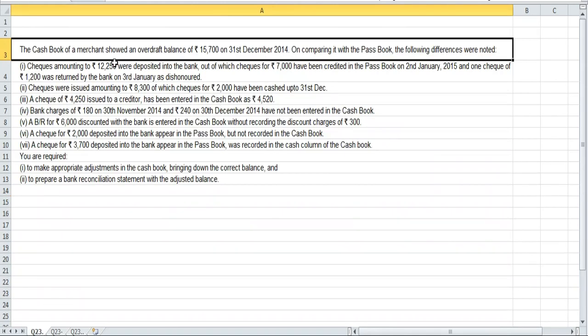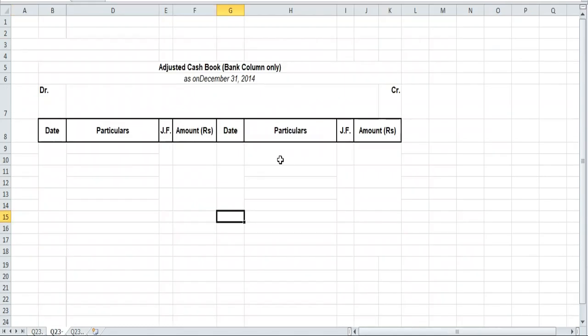Cash book of merchant showed an overdraft balance of 15,700. So this is the adjusted cash book. We'll write down the opening on the credit side. Now you must be saying that the cash book is an asset, and if the cash book is an asset, the opening should go on the debit side. But why are we writing the opening on the credit side?